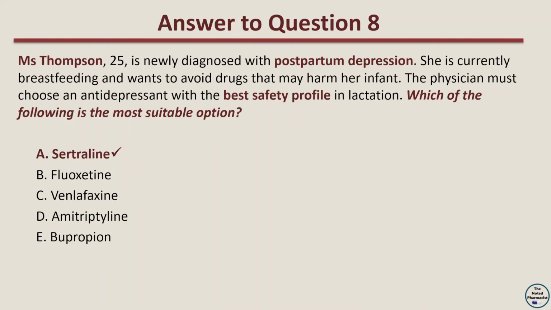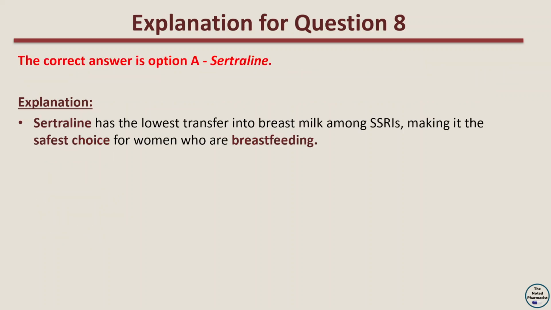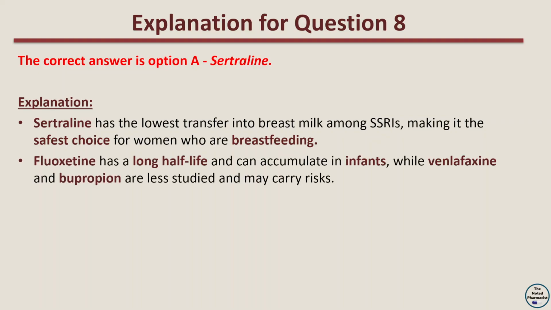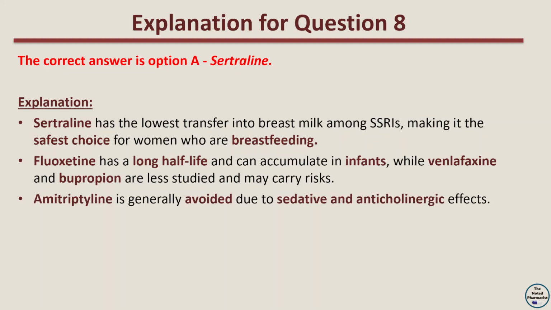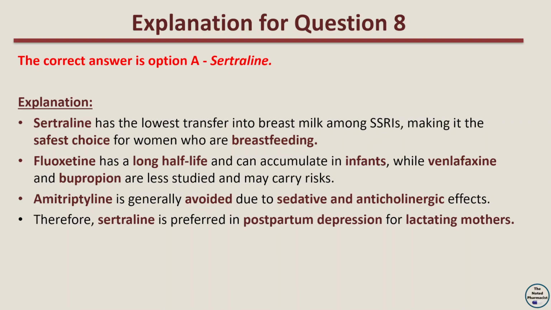The correct answer is option A, sertraline. The explanation is that sertraline has the lowest transfer into breast milk among SSRIs, making it the safest choice for women who are breastfeeding. Fluoxetine has a long half-life and can accumulate in infants, while venlafaxine and bupropion are less studied and may carry risks. Amitriptyline is generally avoided due to sedative and anticholinergic effects. Therefore, sertraline is preferred in postpartum depression for lactating mothers.